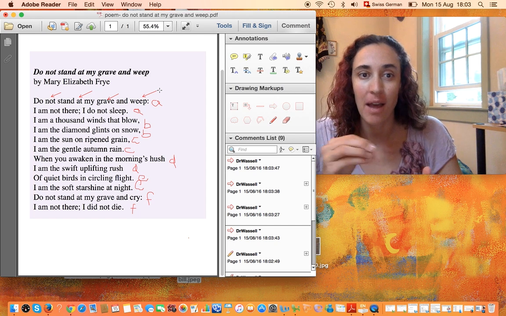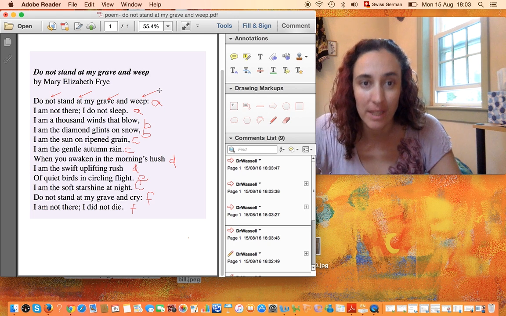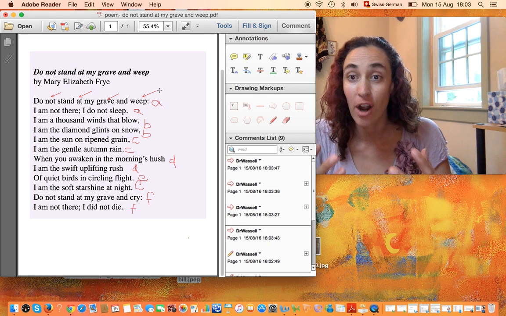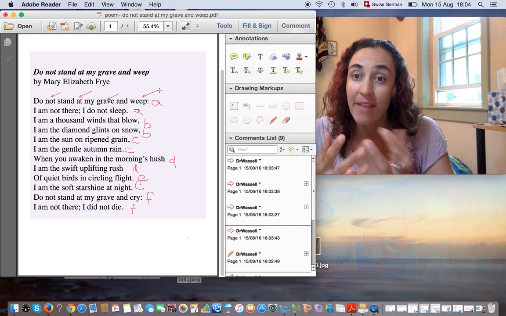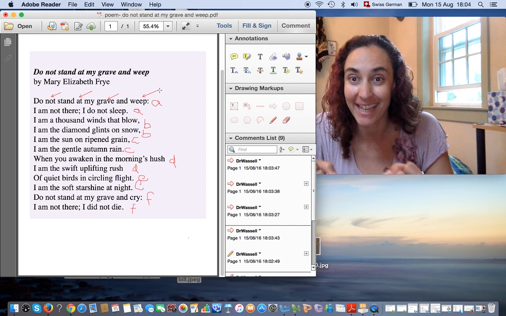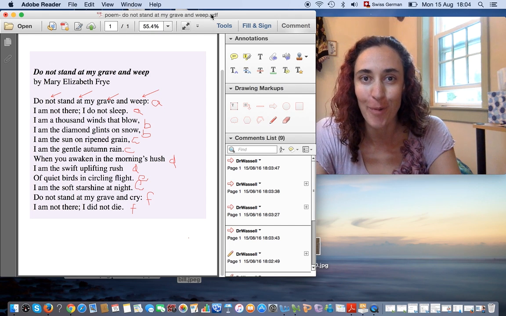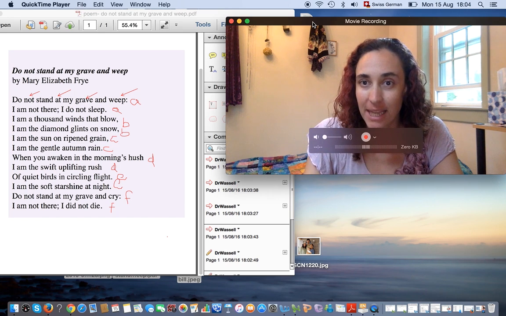So this same pattern goes throughout the whole poem. I am not there, I do not sleep. I am 1,000 winds that blow. It's almost like a heartbeat, right? Dun dun dun dun dun dun dun dun. And that's what it was actually mirrored off of. It truly brings the poem to life, right? We can hear the beating heart of the poem itself. So we have the number of lines, we have the rhyme scheme, and that's great.